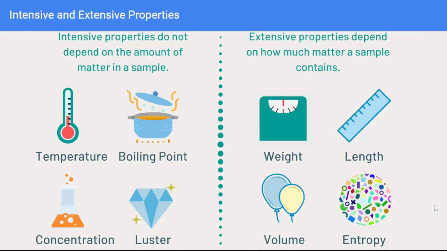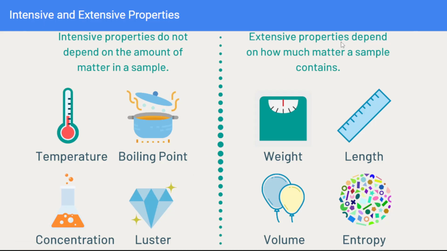Intensive and extensive properties. Intensive properties do not depend on the amount of matter. For example, boiling point. A small sample of a substance versus a large sample of the same substance will boil at the same temperature. And both of those samples would have the same luster.